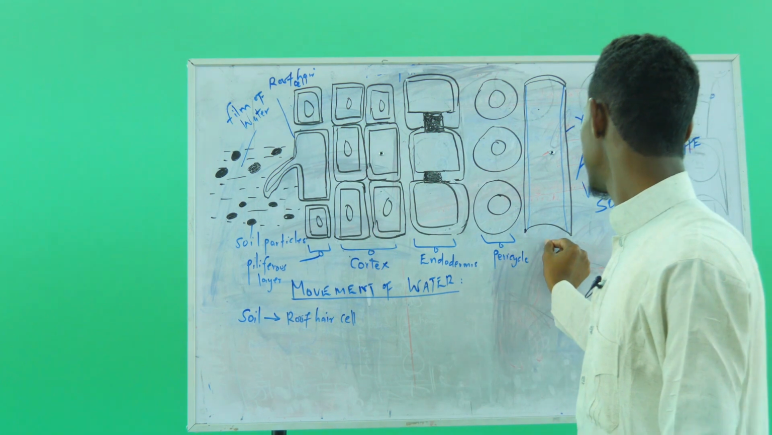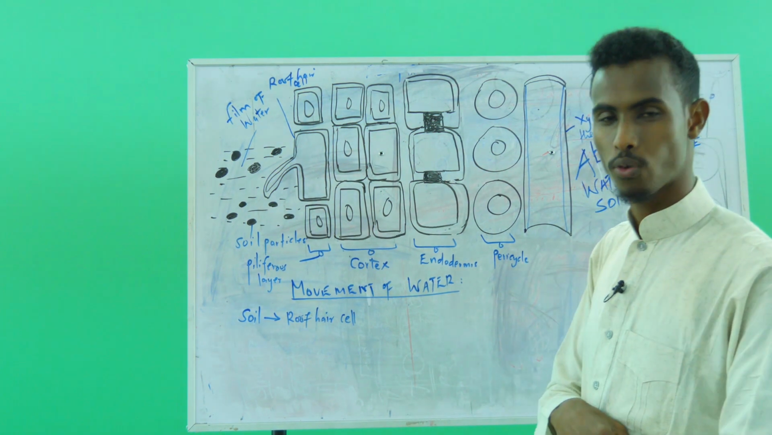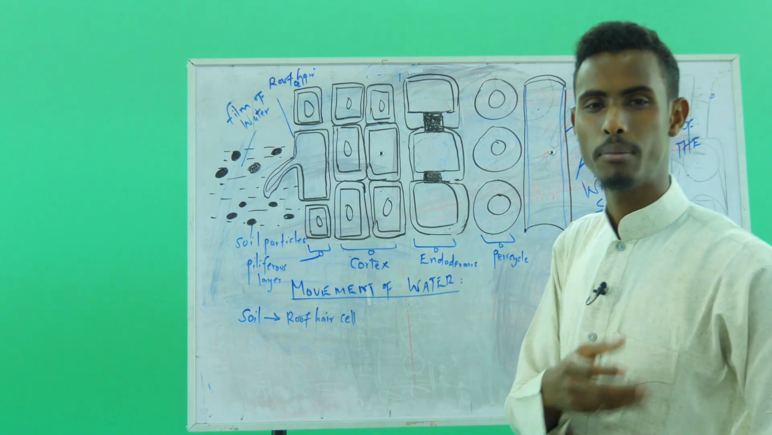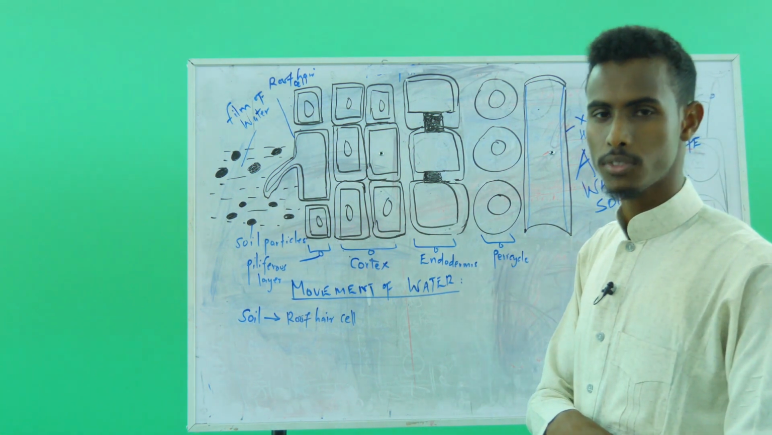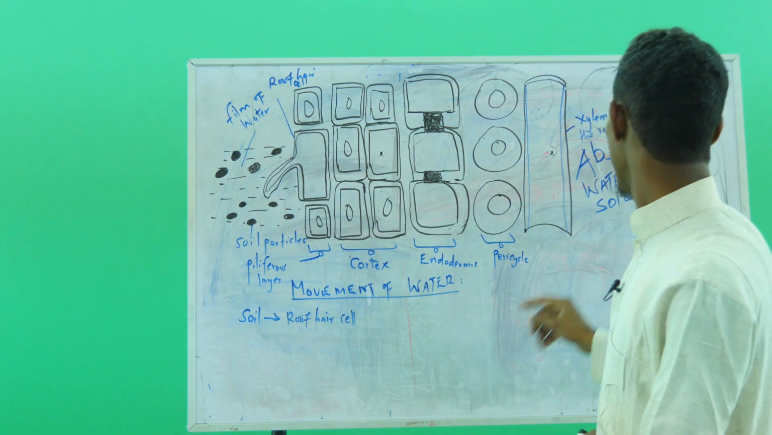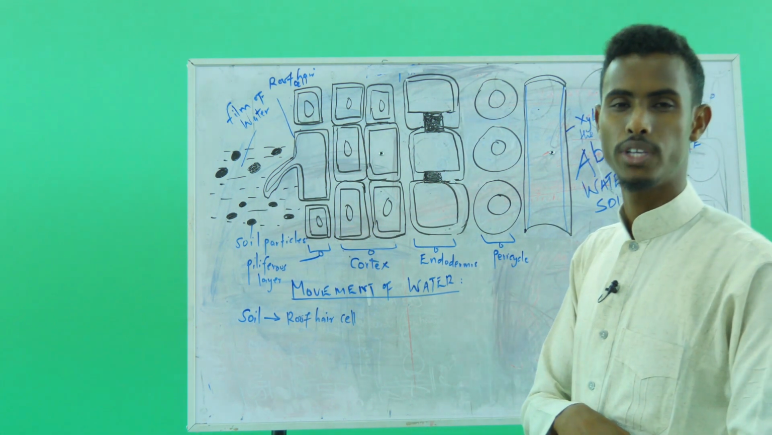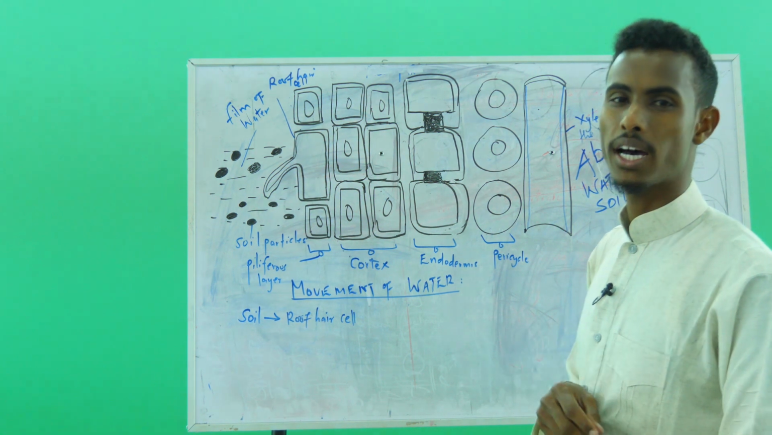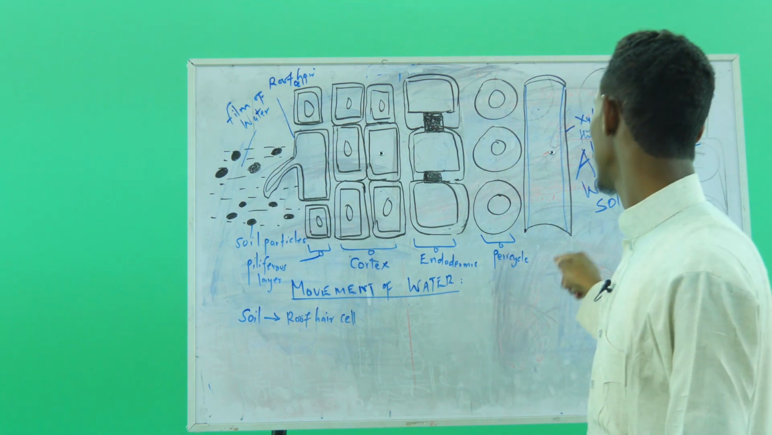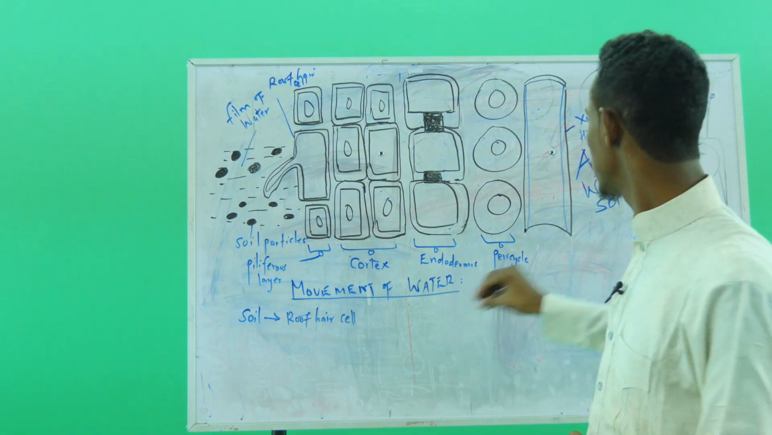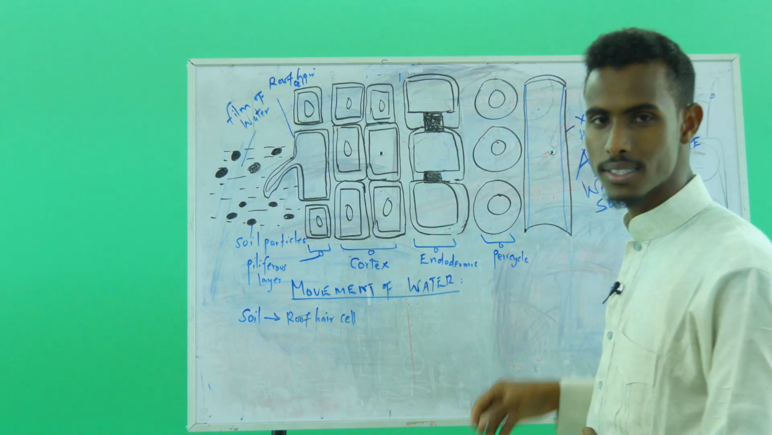Now, once water gets into the xylem of the root, what follows next? Water is again conducted into the xylem of the stem. From the xylem of the stem, water is conducted into the xylem of the leaf. From here, water moves out of the leaf through the spongy mesophyll cells into the intercellular air spaces.